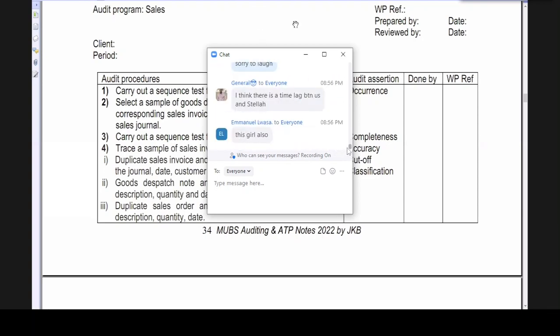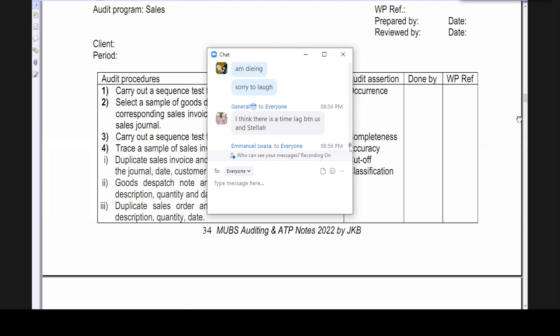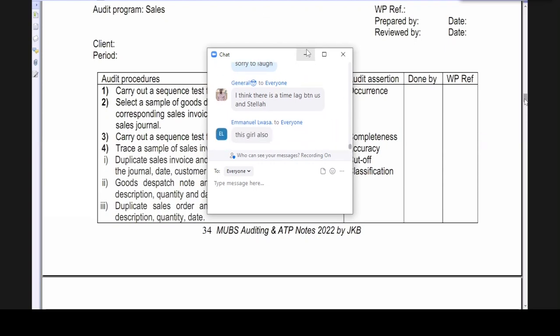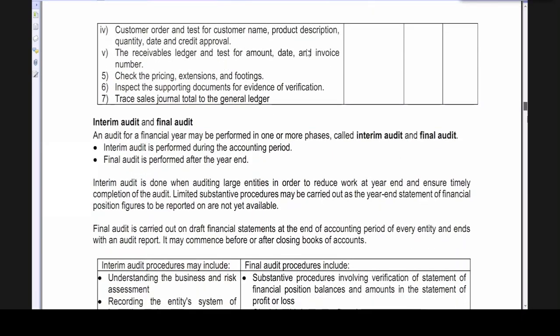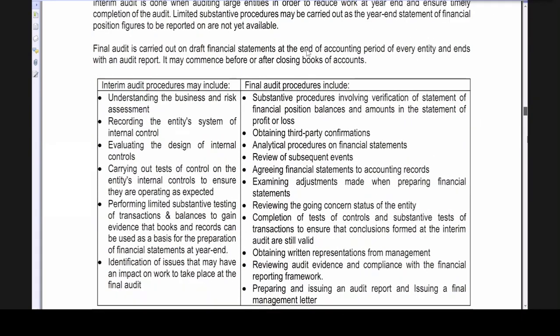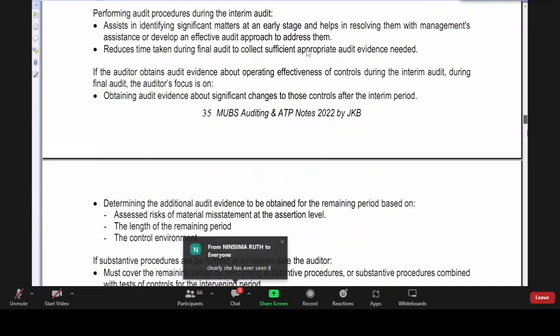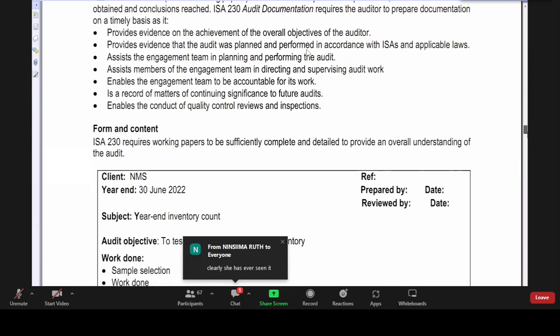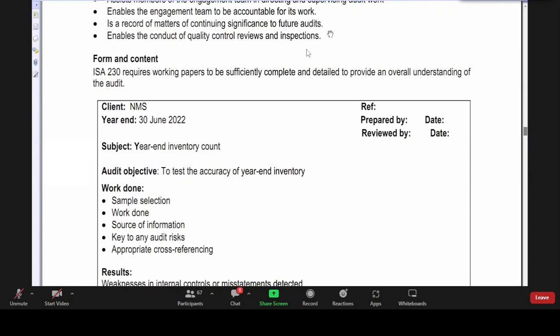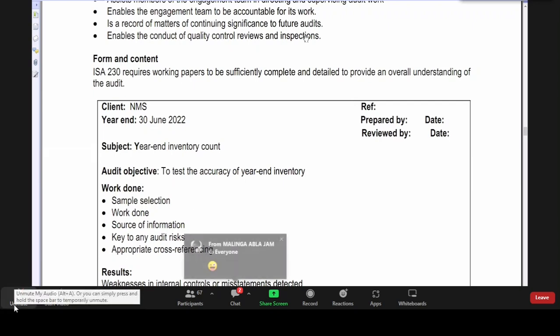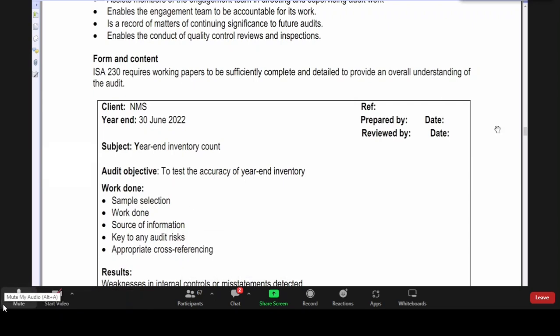Okay. Any other question? Now, guys, I think we are done here. I just wanted to show you an example of a working paper. Ruth Nisima. Ruth, can you mute your mic? Thank you. Yes, sir.